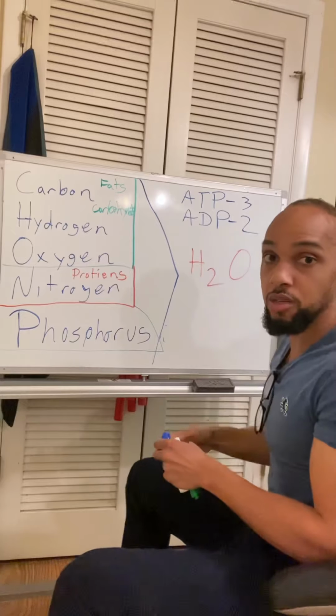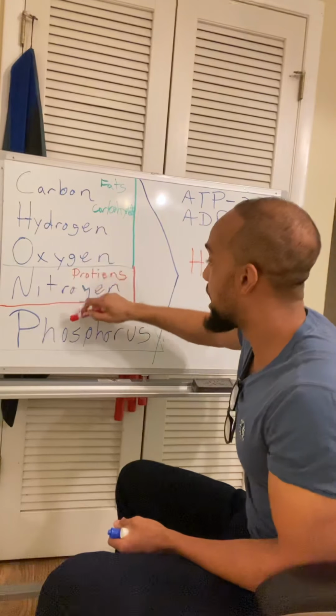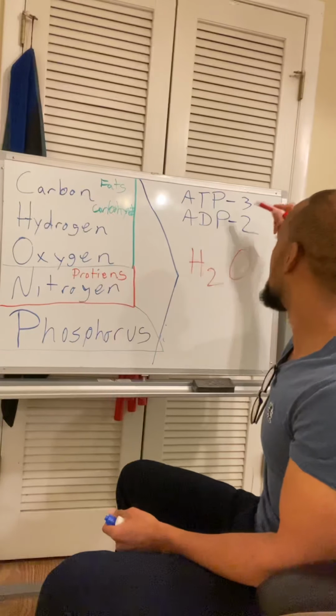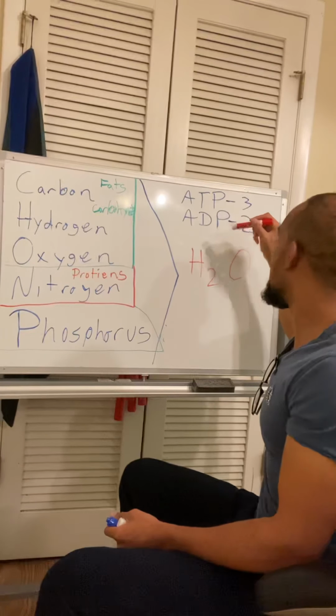So I hope you learned something. Carbon, hydrogen, oxygen, nitrogen, and phosphorus make up our being, and they are also the main ingredients to ATP, ADP, and DNA.